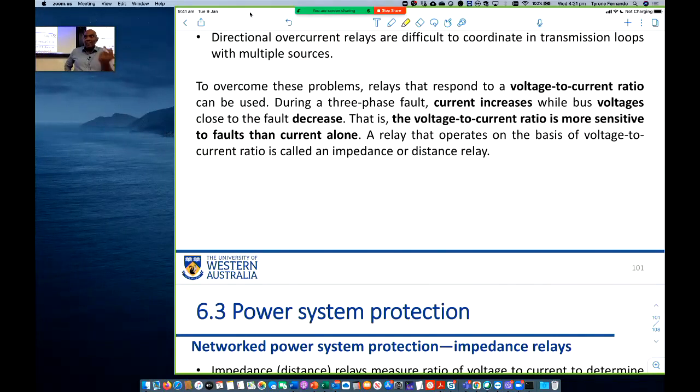So if the current increases 5-fold and the voltage drops by half, then the change is 10-fold, right? The ratio will change by 10 times because we are looking at V on I. So V on I is essentially an impedance, right?